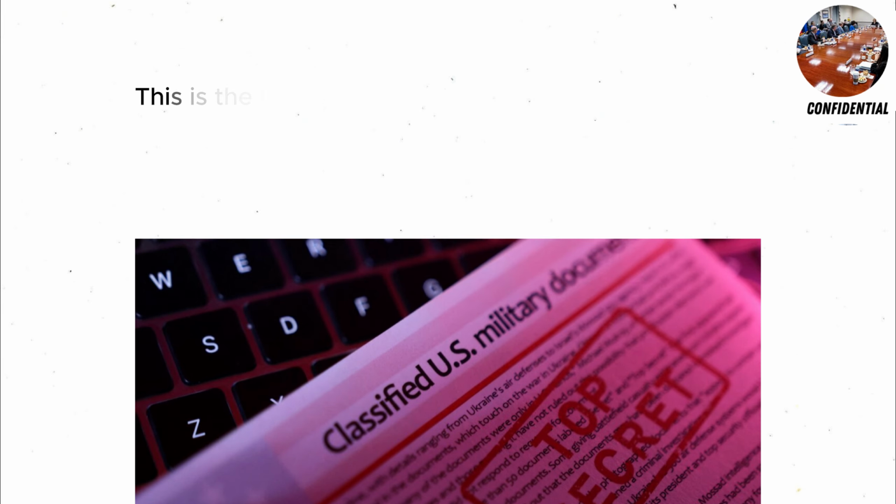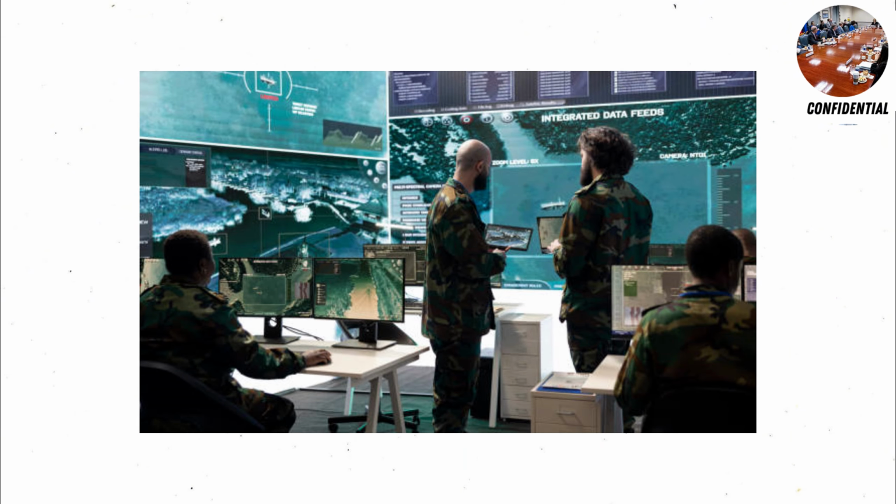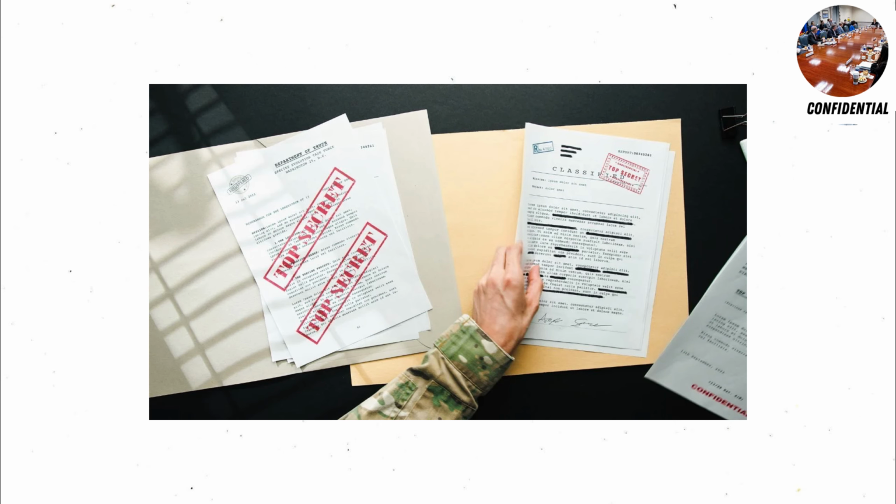Confidential. This is the lowest tier of official classified information. It applies to details that could cause measurable but limited damage to national security if disclosed. Confidential markings are used for routine military, diplomatic, and intelligence information requiring protection.